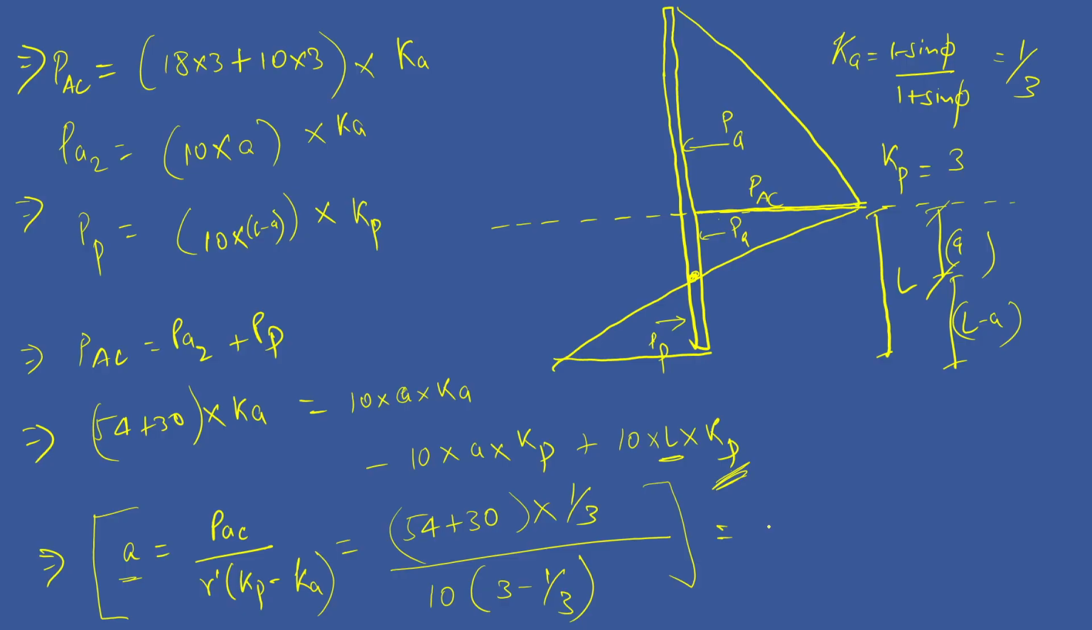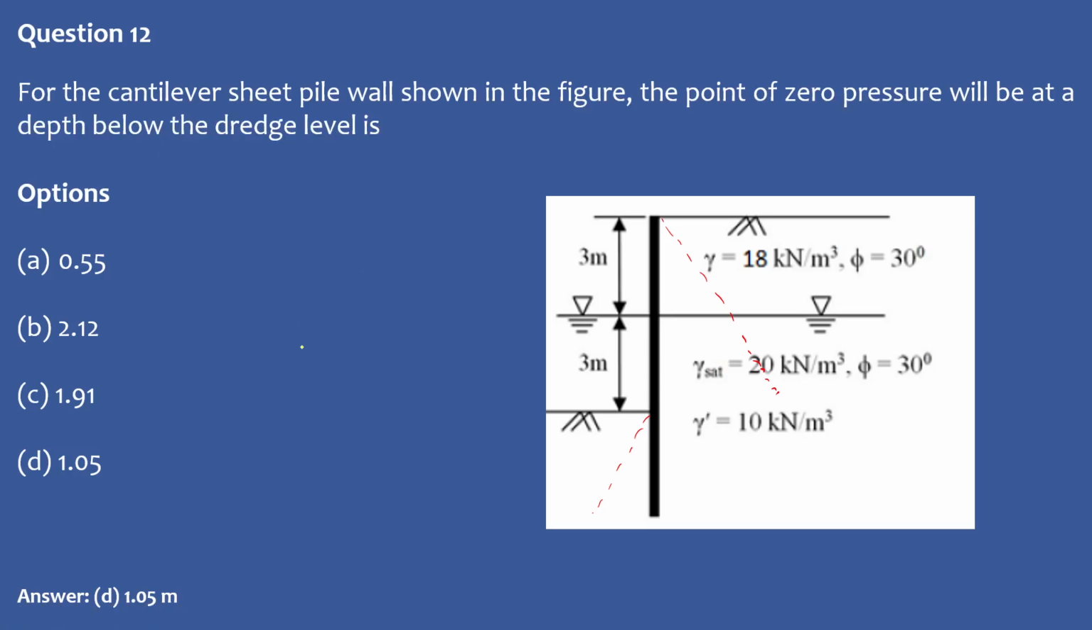No problem. Okay, so you can solve it using this formula: PAC = gamma dash (Kp minus Ka), which is 54 plus 30, into 1 divided by 3, divided by 10 into 3 minus 0.33. So it will give you something around 1.05. So the correct answer is option D, which is 1.05.